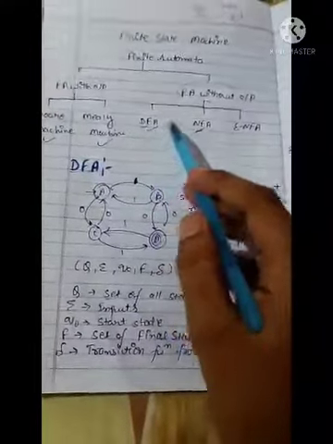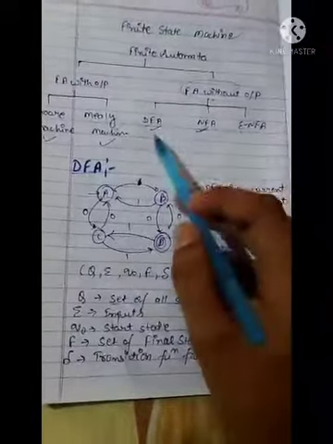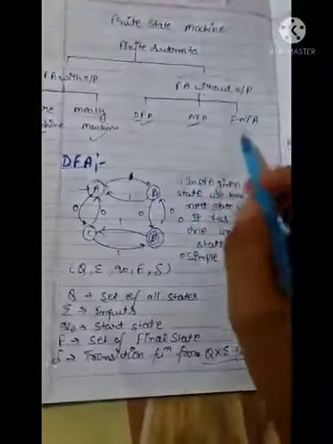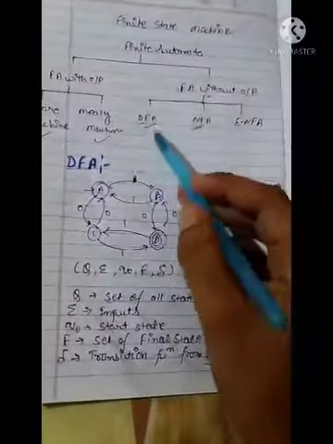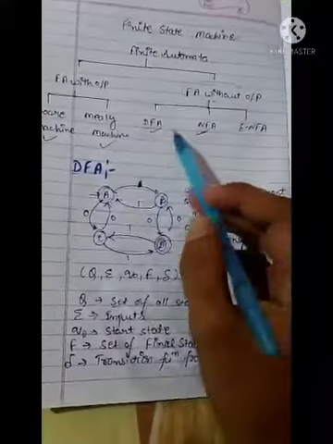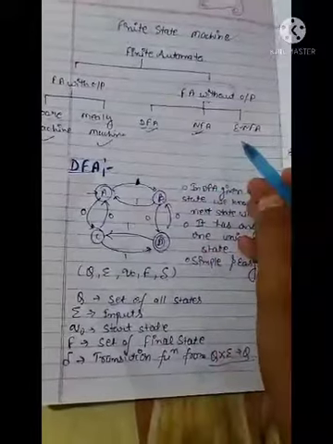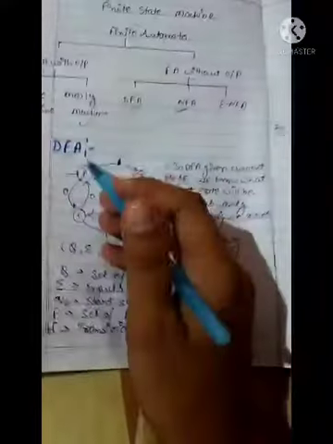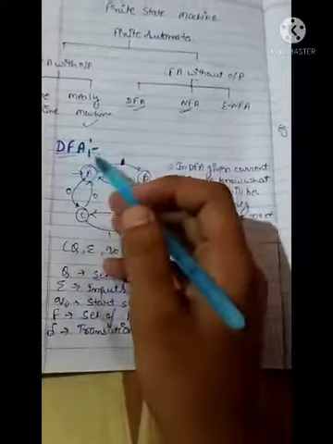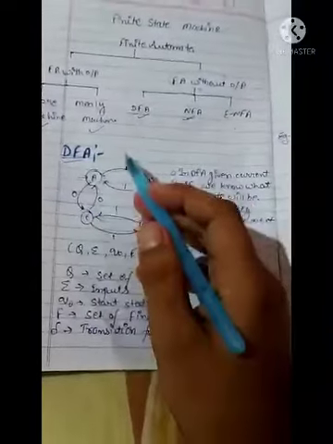In this we learn three machines: DFA, NFA, and epsilon NFA. You know the full forms of these three machines: deterministic finite automata, non-deterministic finite automata, and epsilon NFA. So let us move on to a brief introduction about the DFA, deterministic finite automata.